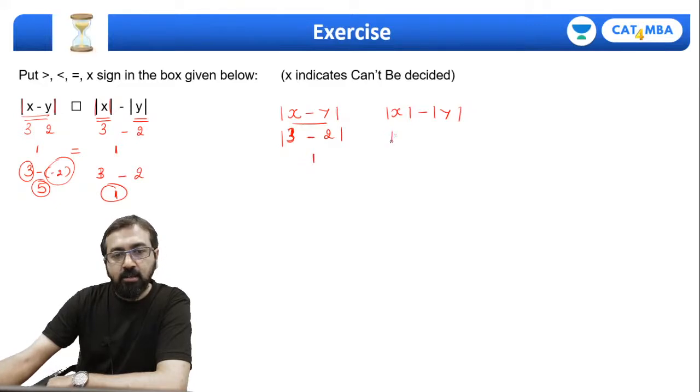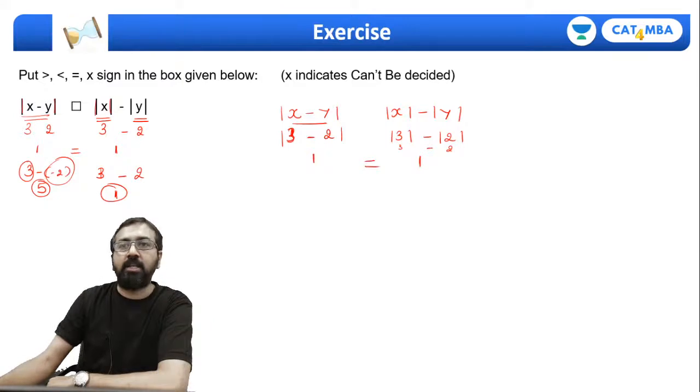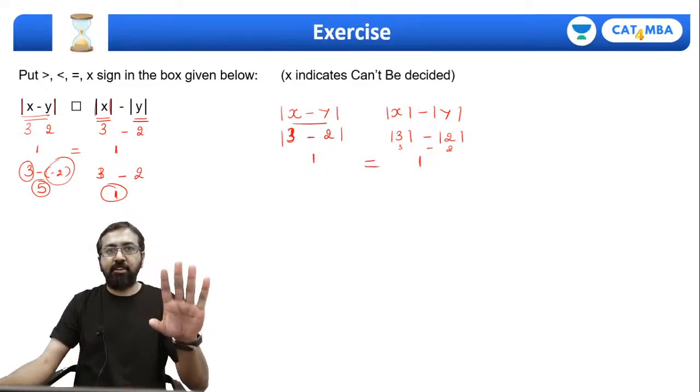If I take x as 3 and y as 2, so again mode of 3 is 3 and mode of 2 is 2. So what is 3 minus 2? Again it's 1. So in this case they are equal. Have you understood this, everyone?